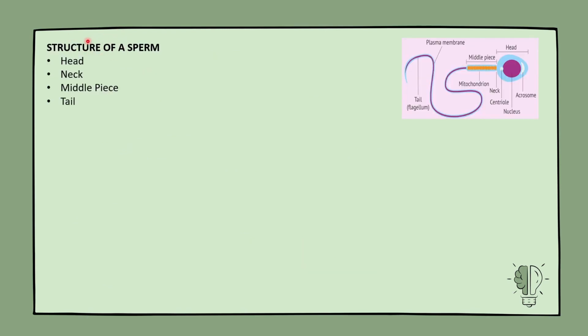Now we learn about the structure of a sperm. A sperm is composed of head, neck, middle piece and a tail. The entire body of the sperm is enclosed by the plasma membrane, and its head has an elongated haploid nucleus, the anterior portion of which is covered by a cap-like structure which is called acrosome. The acrosome is filled with enzymes that help in the fertilization of ovum. The middle piece has many mitochondria which provide energy for the movement of the sperm. And finally, the tail helps in the movement through the female reproductive tract to fertilize the ovum.